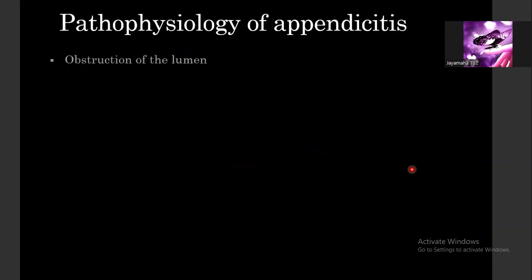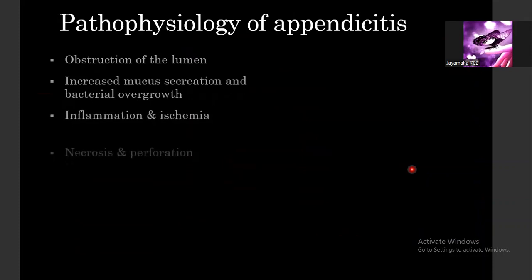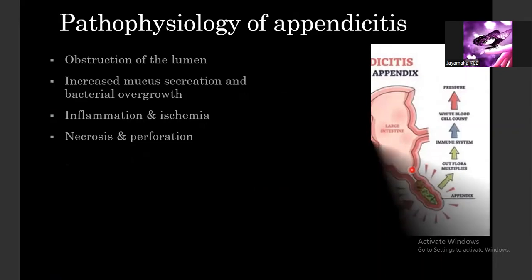Now let's study the pathophysiology of appendicitis. They are the obstruction of the lumen, increased mucosal secretion and bacterial overgrowth. After that, it will cause inflammation and ischemia. Then it will lead to necrosis and perforation.